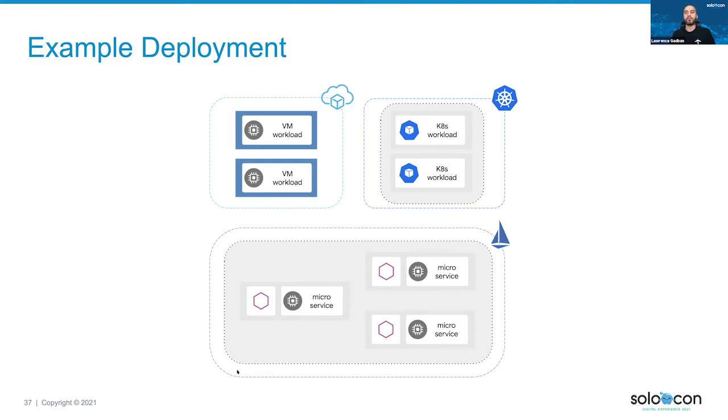Maybe you're not fully on Kubernetes, right? So you still have these VMs. You also have some workloads running in Kubernetes without a service mesh. And then you're also starting your Istio journey. So you have a cluster that has Istio installed, and you have a handful of microservices running with sidecars, right? And so you have a small Istio deployment.